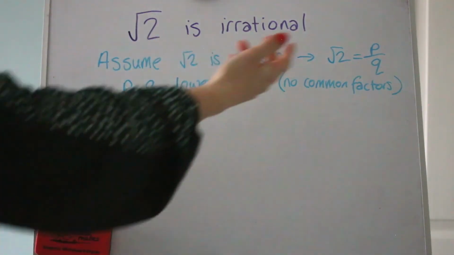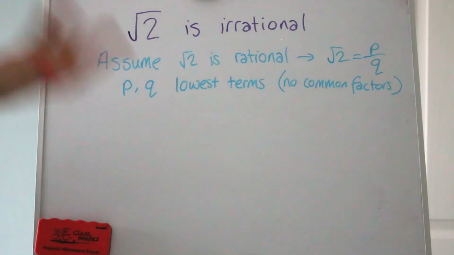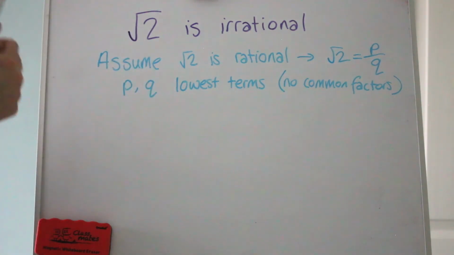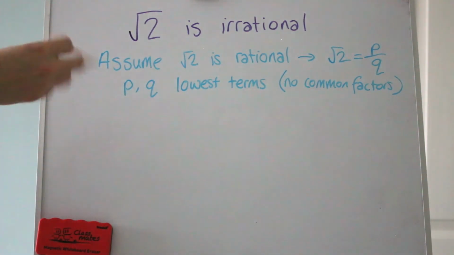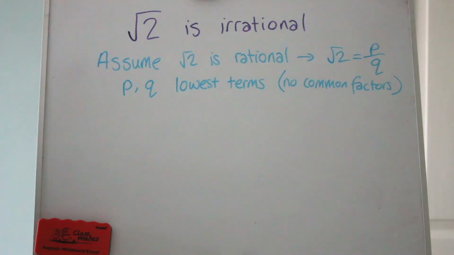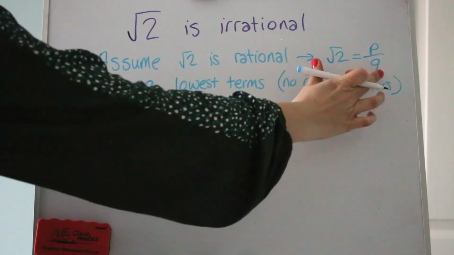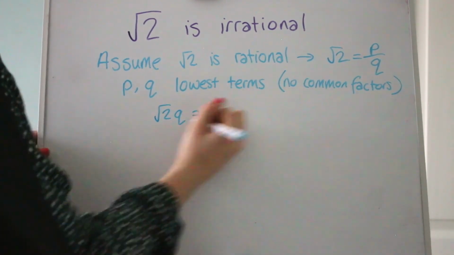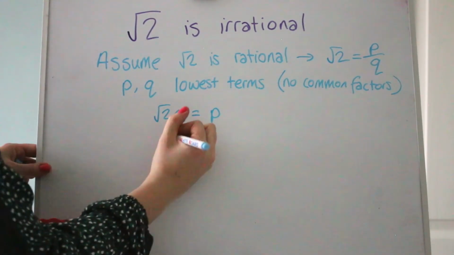So if P and Q was something like 6 over 9, then you could just simplify that down to be 2 over 3. So we're going to assume that they are in their simplest form. And that's the most important bit of the proof. That's the whole crux of the argument, because that's going to give us our contradiction. So what we're going to do is multiply the Q up to that side to get P. Then we can square both sides.